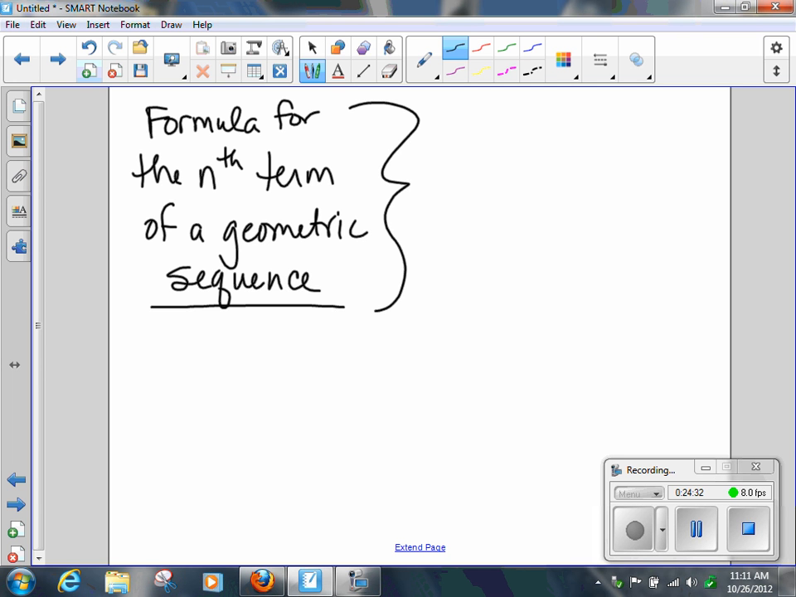And it looks weird. A sub n is equal to a sub 1 times r raised to the n minus 1 power. This is the formula for finding the nth term of a geometric sequence.